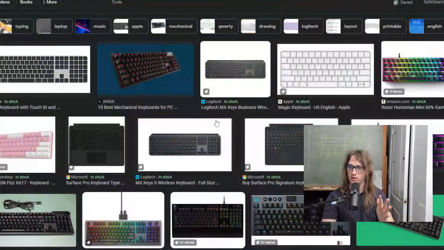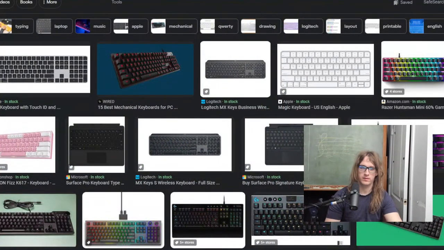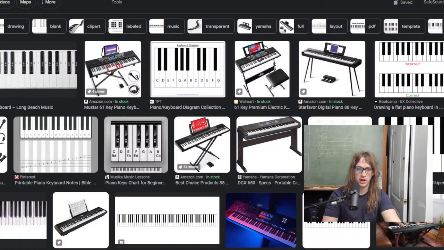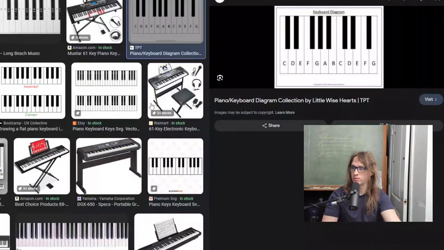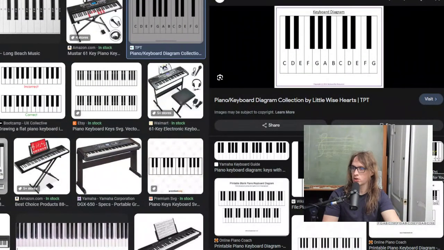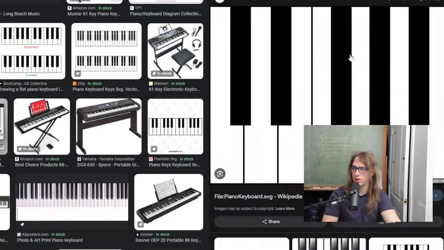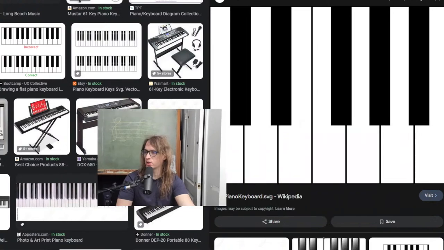Let me show you a keyboard real quick. Here we've got our piano. Let's go with this one because it's going to make our lives a lot easier. Maybe I could get an even bigger one like this one. Okay, this is a good example.